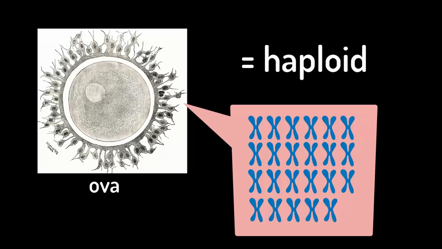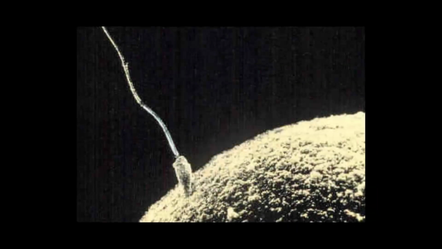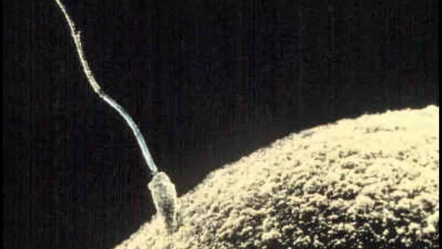The cells that we reproduce with are haploid. They only contain a single copy of our DNA. These reproductive cells are known as gametes, or sex cells. Examples of gametes are ova and sperm.